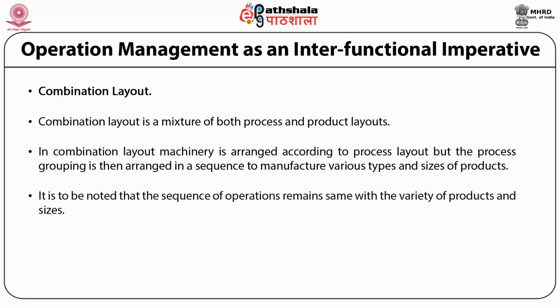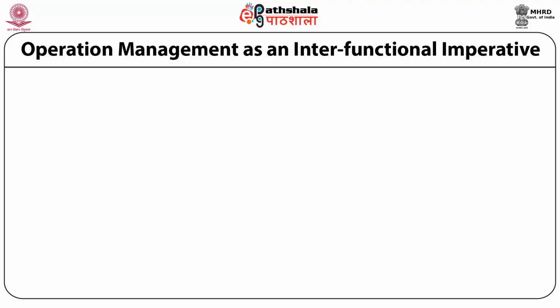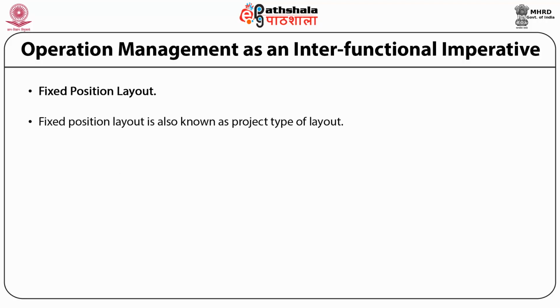It is to be noted that the sequence of operation remains the same with a variety of product and sizes. Fixed position layout. Fixed position layout is also known as product type layout. In this type of layout, the major component remains in a fixed location, and tool, machinery, men and other materials are brought to that location.